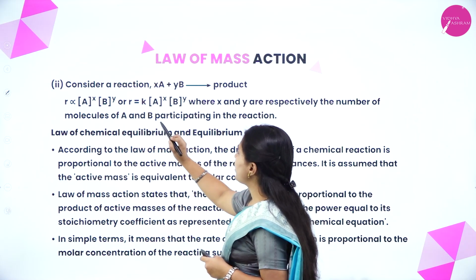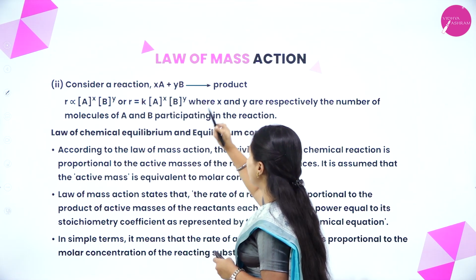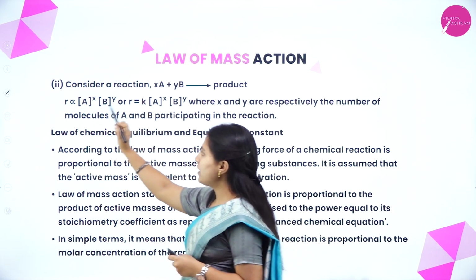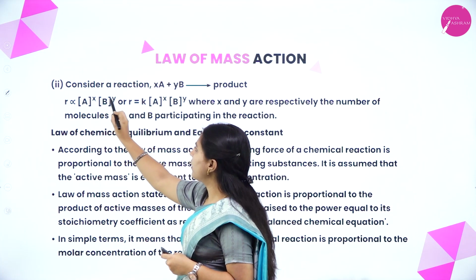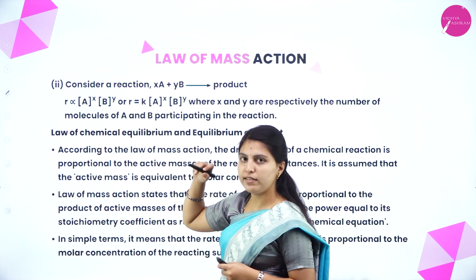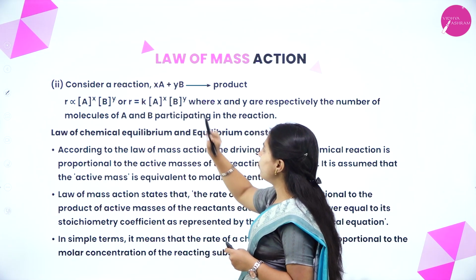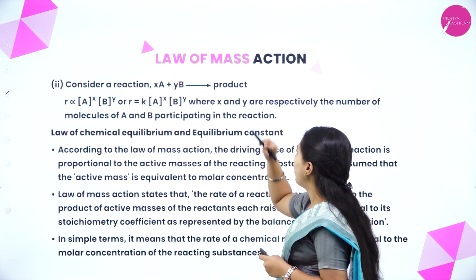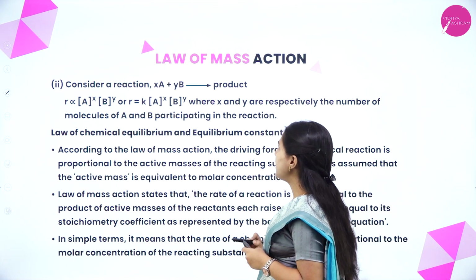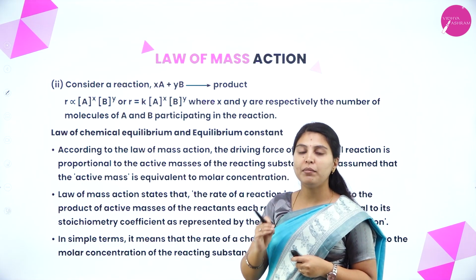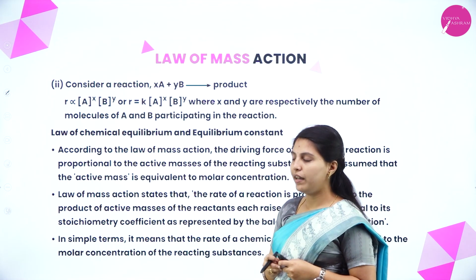Next, consider a reaction. This is stoichiometric. Okay, xA plus yB giving product. We know that R is directly proportional to the active masses of the reactants. These are the stoichiometric numbers, so they have coefficients, which they have written above. R will be equal to K into concentration of A into concentration of B, where x and y are respectively the number of molecules of A and B participating in the reaction. How many molecules are particularly involved in the reaction.